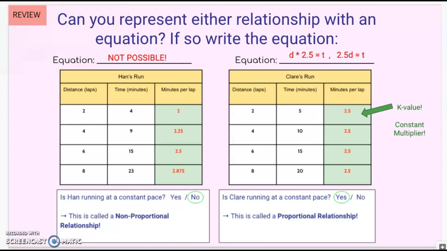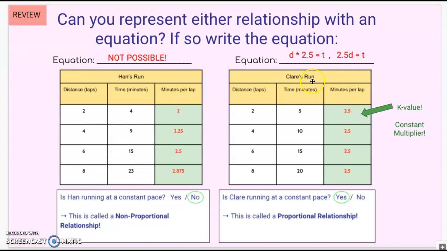Okay, so remember last time, quick little refresher for you about tables. We talked about Han's run versus Claire's run, and we saw that Han was not running at a constant speed. She ran 2 minutes per lap for 2 of the laps, and then 2.25 minutes per lap for 4 laps, etc. And we figured out that this is called a non-proportional relationship. And because we don't have a constant multiplier here, we cannot write an equation.